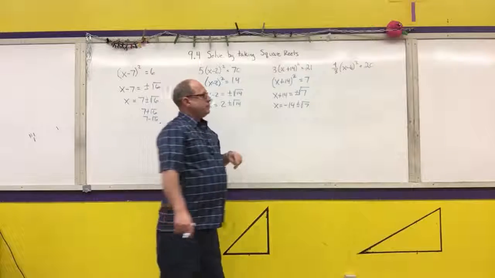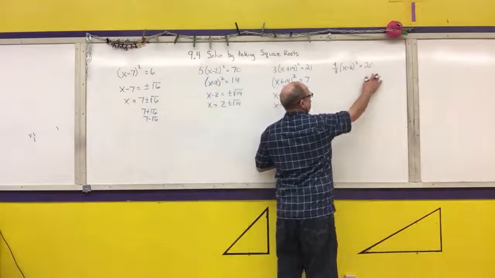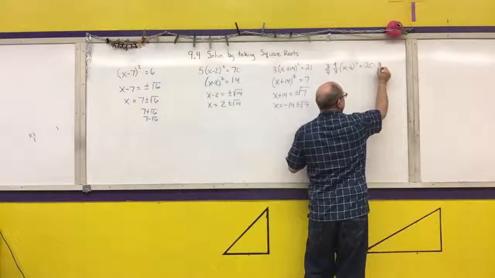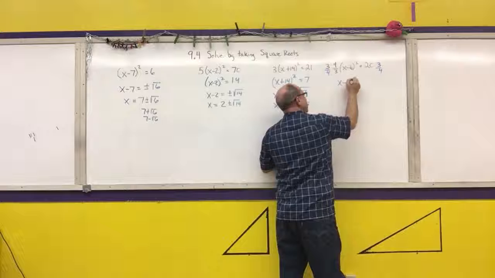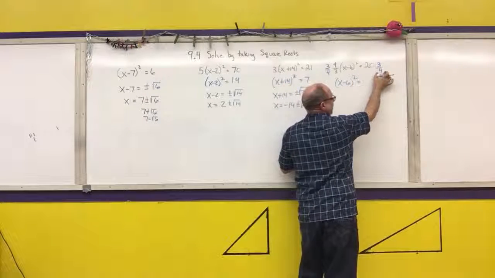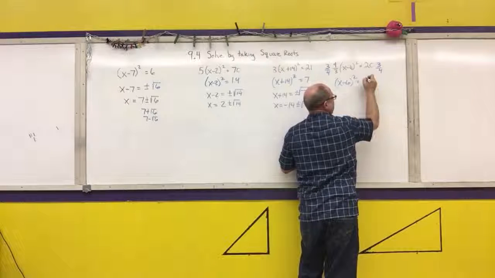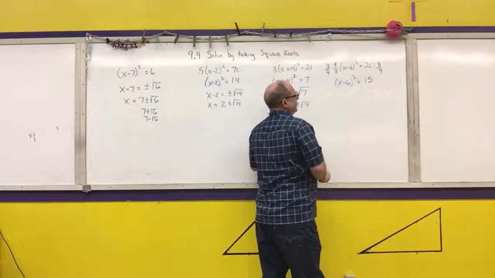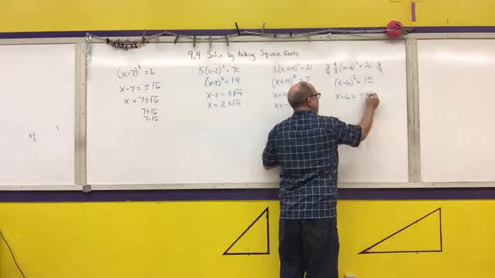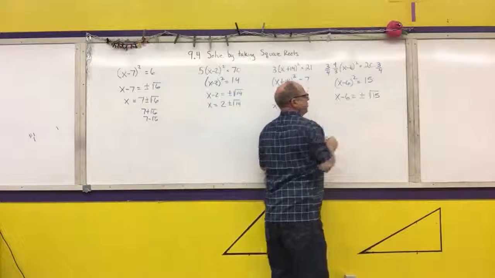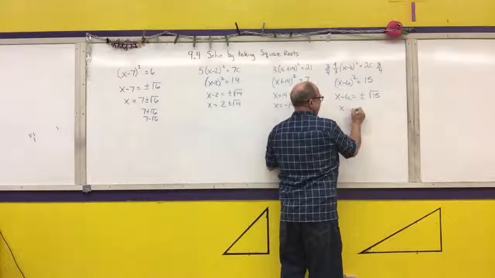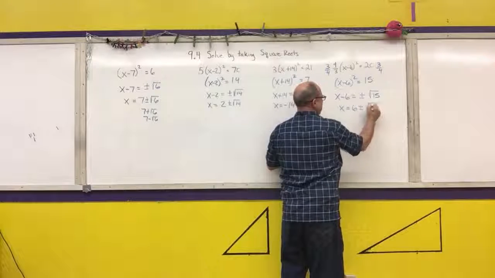Final example. Multiply both sides times 3/4 to get rid of that fraction. So on the left, I'm left with x minus 6 squared. On the right, 20 divided by 4 is 5. 5 times 3 is 15. Take the square roots of both sides. So I get x minus 6 is plus or minus the square root of 15. Add 6 to both sides. X equals 6 plus or minus the square root of 15.